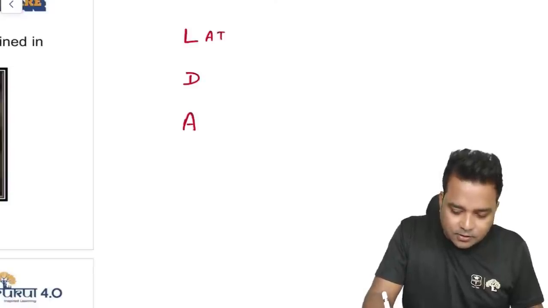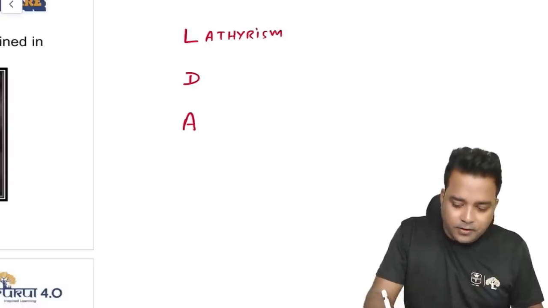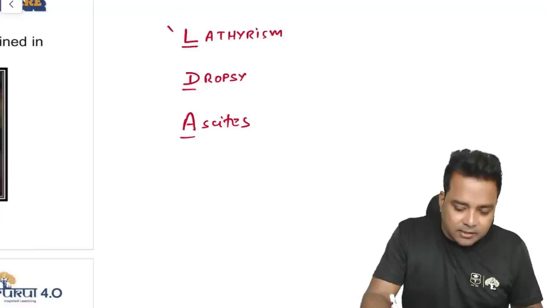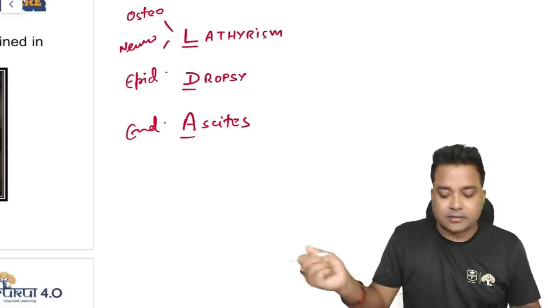Adulteration things. Lucknow Development Authority. L for lathyrism. In UP, Lucknow Development Authority is there, na. So LDA to be remembered like this, and then recall. L for lathyrism, D for dropsy, A for ascites. This lathyrism can be osteolathyrism or neurolathyrism. This dropsy is epidemic dropsy. This ascites is endemic ascites.